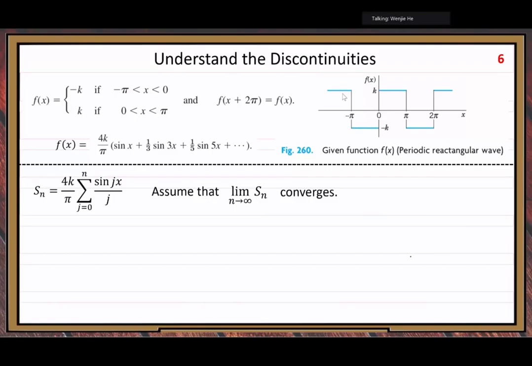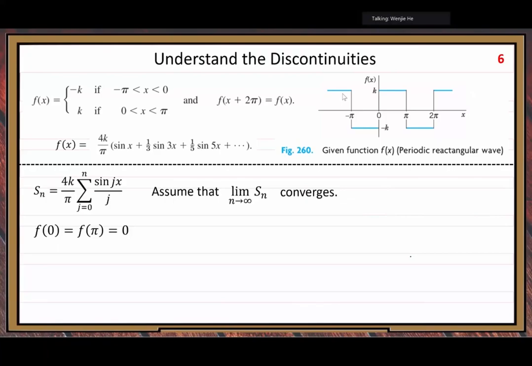Assume we have a sequence S, S1, S2, and assume it is convergent. In calculus, we have theorems we can use to check if a given sequence converges or not.